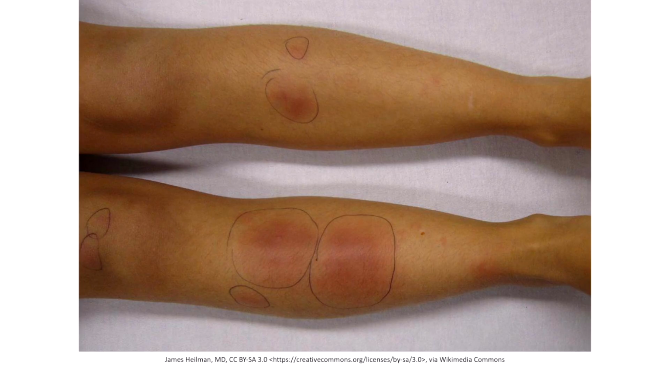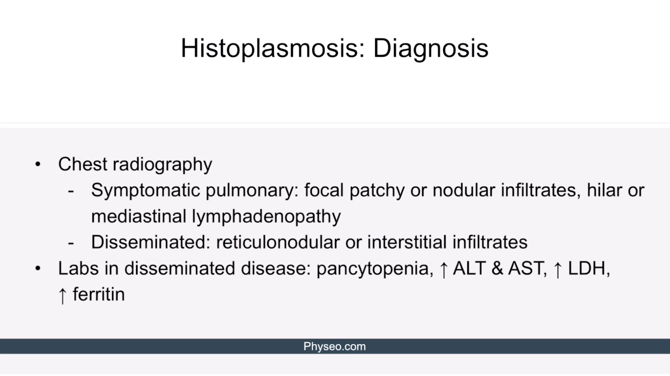So this image shows erythema nodosum, and you can see those encircled nodular skin lesions. Those are classically on the shins. So you've got this sick patient. Now, how do you diagnose them? Well, on chest radiography, focal patchy or nodular infiltrates, as well as hilar or mediastinal lymphadenopathy, are usually detected in symptomatic pulmonary disease. On the other hand, that pulmonary imaging, if it was in a patient with disseminated disease, would show those nodules, but they'd be more reticulated, and you would see more interstitial infiltrates.